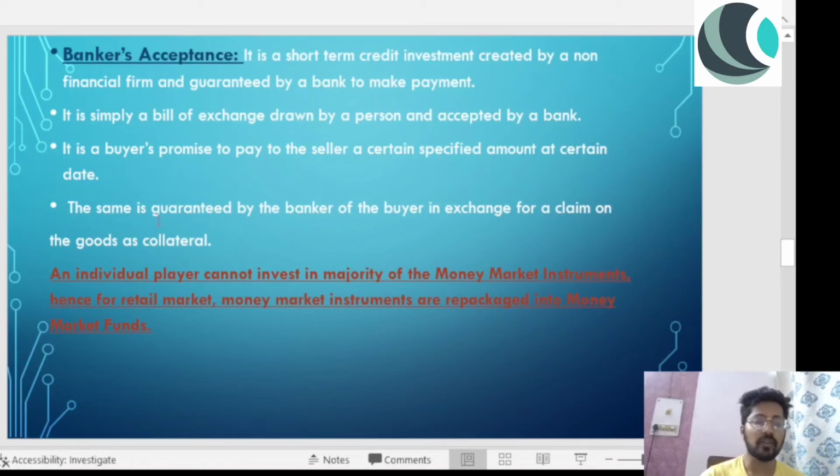One of the important points that we should discuss and finish the money market with is that an individual player cannot invest in the majority of money market instruments. Hence, for the retail market, money market instruments are repackaged into money market funds, right? So an individual player like you and me cannot invest into many of the money market instruments. What we can do is, for the retail market, it is open. So money market instruments are repackaged into money market funds. So these are also known as money market funds. So this is all about money market.